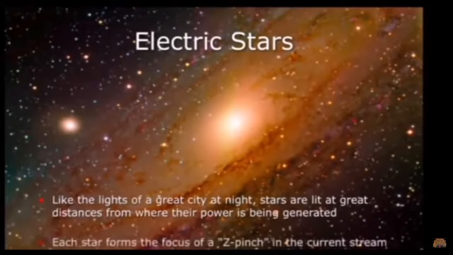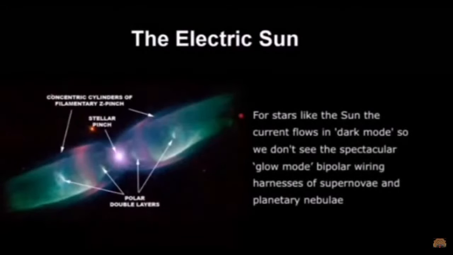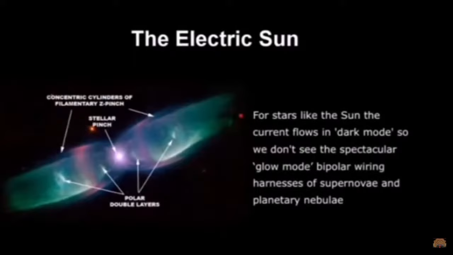Each star forms the focus of a Z-pinch in the current stream. For stars like the Sun, the current flows in dark mode, so we don't see the spectacular glow mode, bipolar wiring harnesses of supernovae and planetary nebulae. But every star has this form in its current feed system.